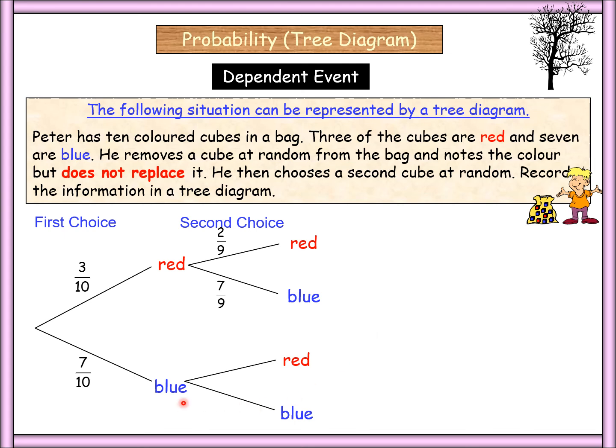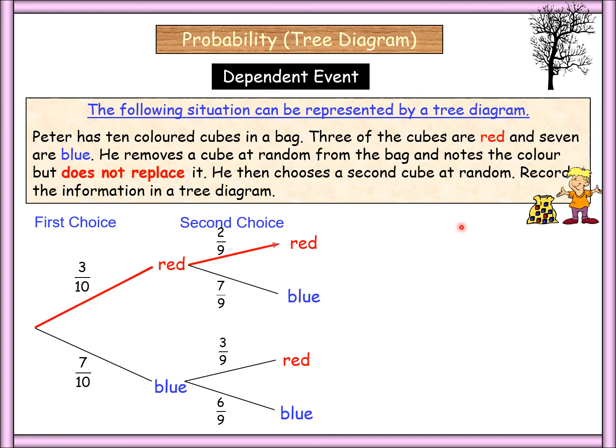In here, we got blue at first. So in here, it is 3 over 9. Why 9? Because we already took 1 cube, so 10 minus 1. And in here, we have blue already there. So 7 minus 1 is 6. And then 10 minus 1 is 9. So we have 6 over 9. So it does affect our second choice. Okay? Our first choice does affect our second choice. That is why it is dependent.